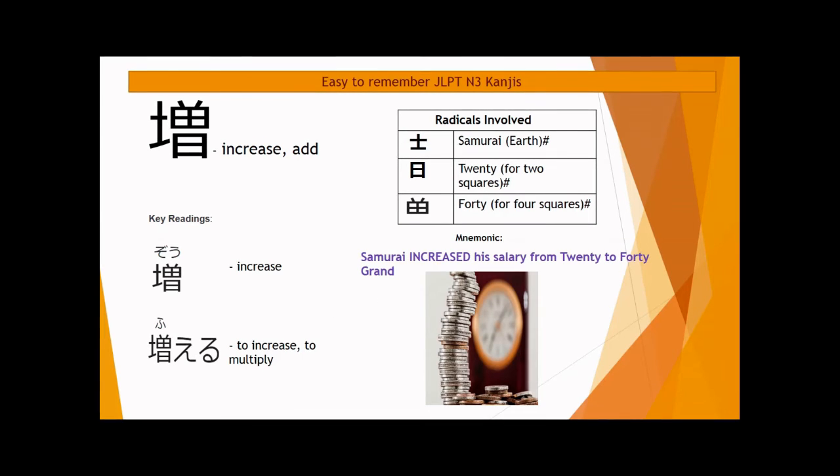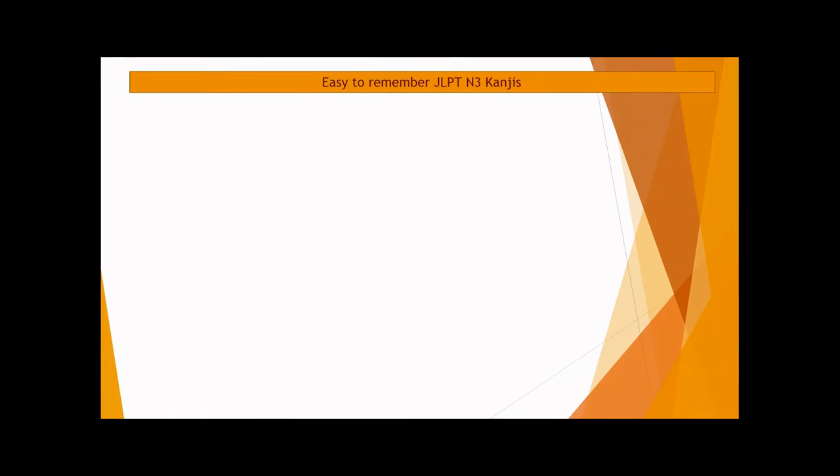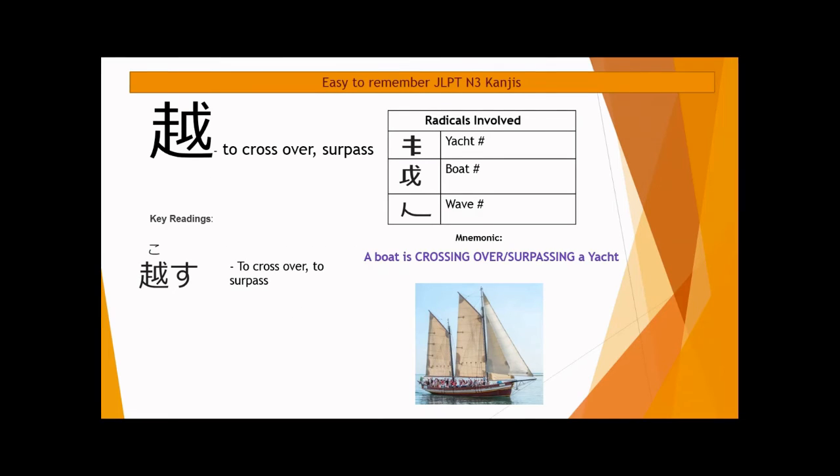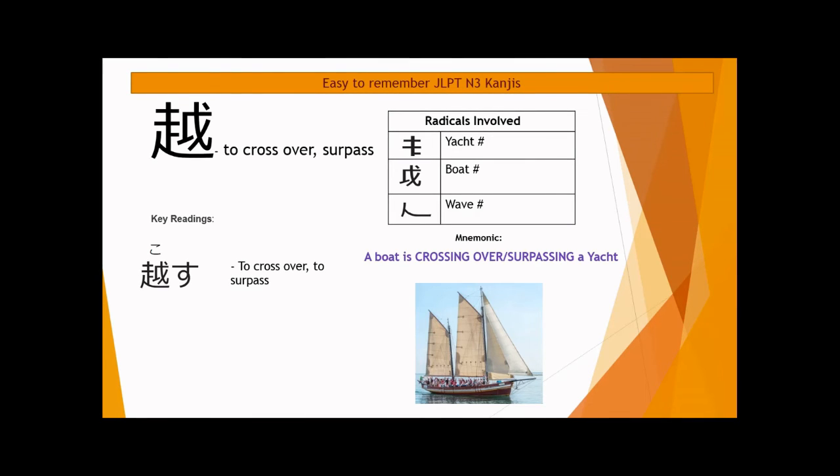The final kanji today is the kanji for kosu, which means to surpass or to cross over. The radicals involved here are all imaginary, so I have broken this kanji into three simpler radicals for ease of use. So the first radical is the radical for yacht, which comes from this part, and the second radical comes from the right section, which is the radical for boat, and finally we have the third radical for wave.